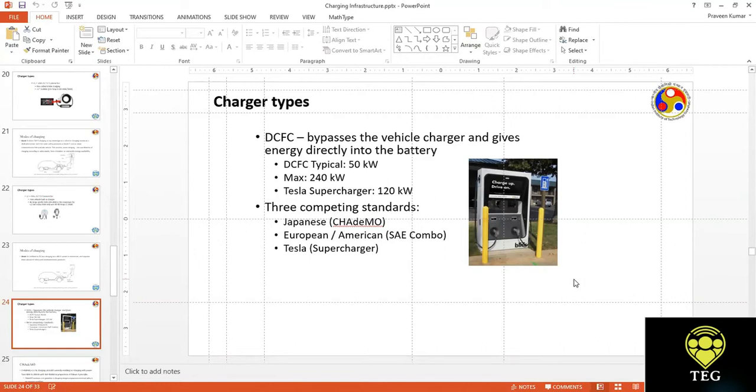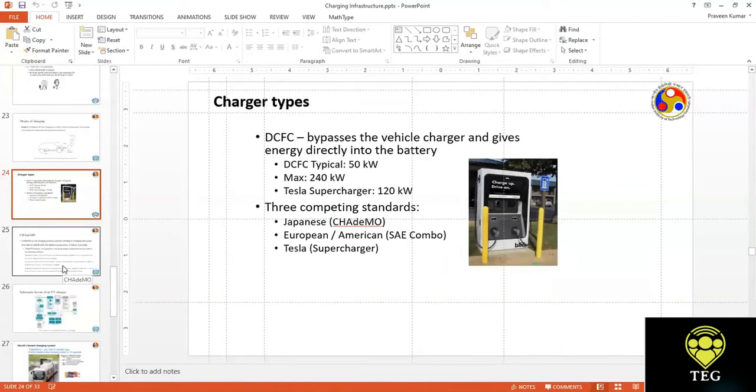So the Tesla Supercharger standard is developed by Tesla and is mostly applicable to their vehicles. They do claim that other vehicles can also charge from a Tesla Supercharger, but so far it has not been very successful. The SAE standard is very common. The Japanese standard, CHAdeMO, is becoming popular now, and the European American SAE Combo is also getting popular. And the Tesla Supercharger so far, to a large extent, is limited to the vehicles that Tesla produces.